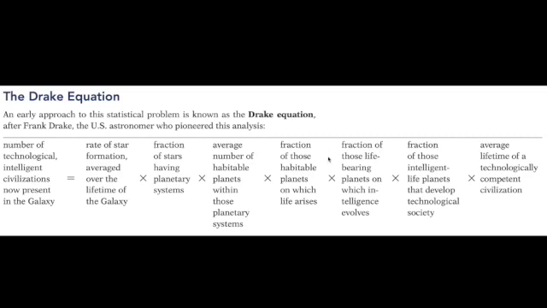We are looking for those planets also, multiplied by the fraction of those life-bearing planets on which intelligence evolves, just like us. Times the fraction of those intelligent planets that develop a technological society, times the average time of a technologically competent civilization. I think you get a clear idea about the Drake equation.